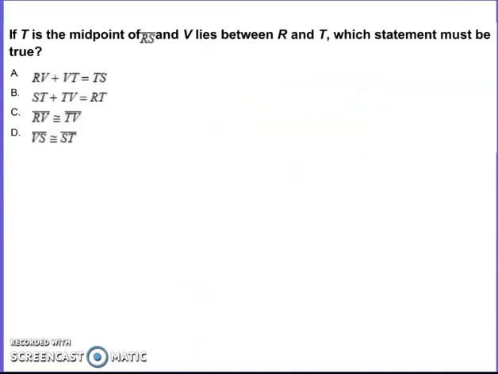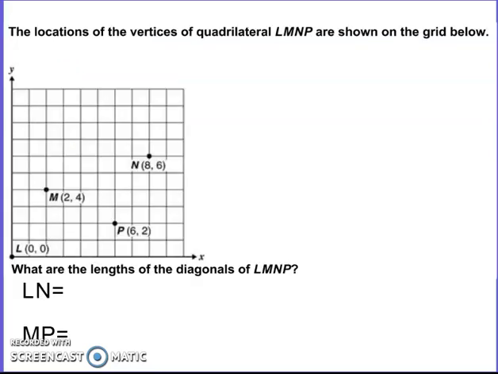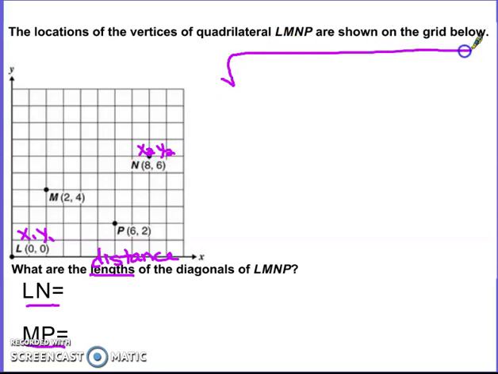For the second one, I skipped one, I apologize. The locations of the vertices of quadrilateral LMNP are shown on the grid below. What are the lengths of the diagonals? I did put the diagonals down here for you, LN and MP. If I start by finding LN, first we need to know what length is. In this case, length is the same thing as distance. So I'm going to call L x1 and y1, and I'm going to call N x2 and y2. So I'm going to do my distance formula. 0 minus 8 squared plus 0 minus 6 squared.